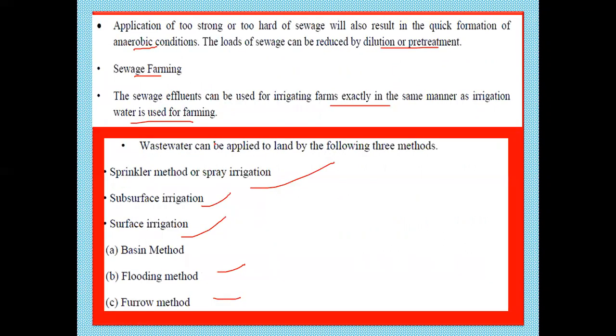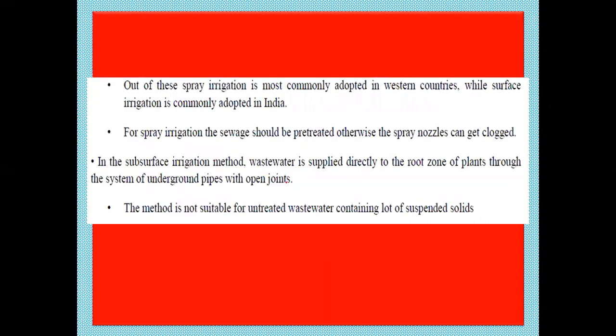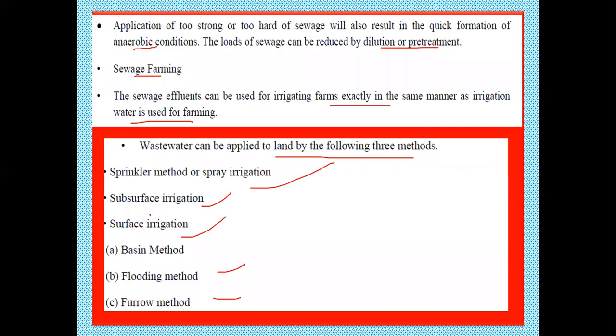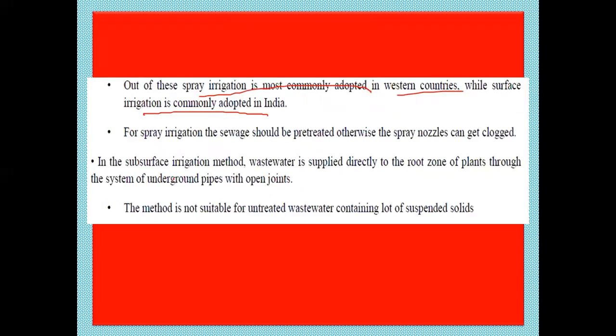Wastewater can be applied to land by the following 3 methods. Out of these 3 methods, spray irrigation is the most commonly used method in Western countries, while surface irrigation is commonly adopted in India. So if you see the 3 methods, surface irrigation is operated in India. Spray method or sprinkling method is used in the other Western countries.